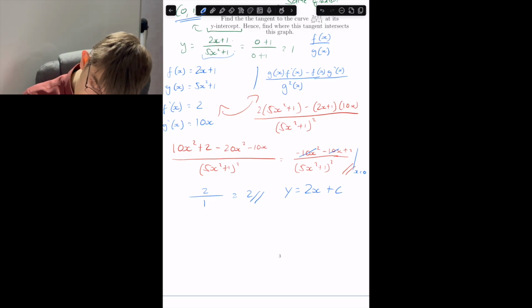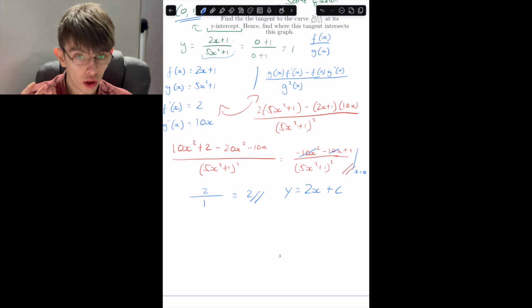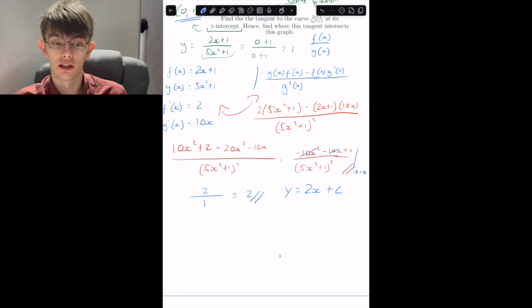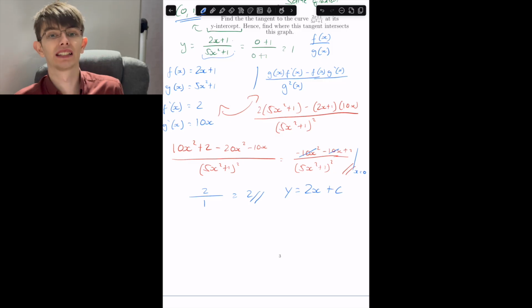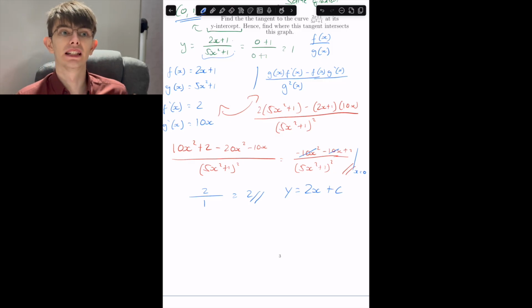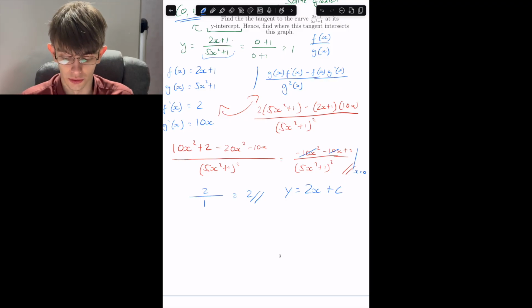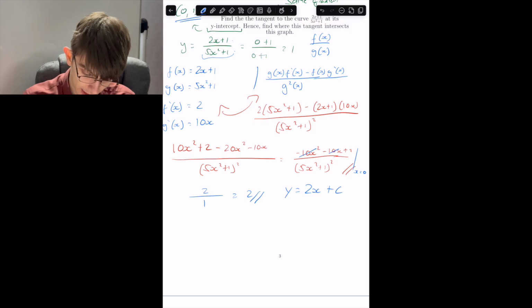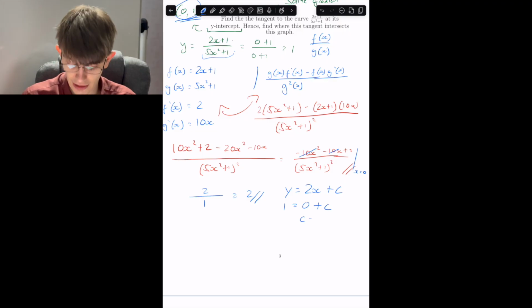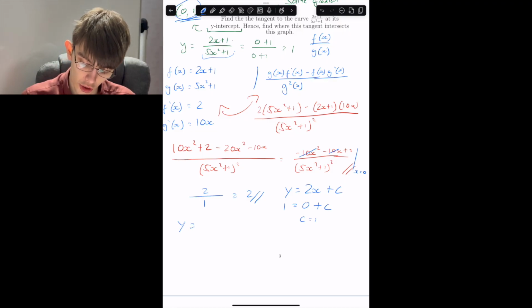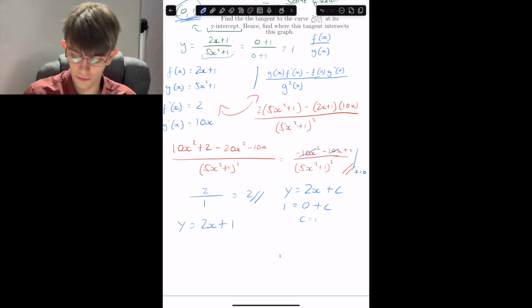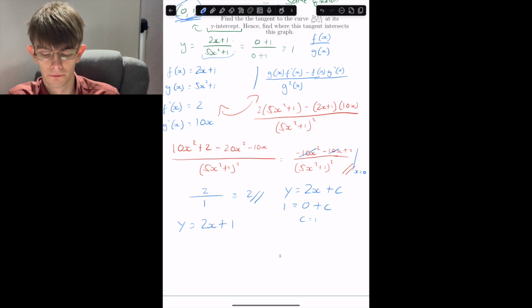Okay then, so now how do we find c? Well, the keen eyes amongst you might notice that we know our tangent passes through the point (0, 1), meaning it is going to have a y-intercept by default of 1. So c is going to be 1. Of course, we could very quickly prove that by putting these coordinates in and seeing 1 equals 2 times 0 plus c, and c is 1. So the equation for my tangent is y equals 2x plus 1.